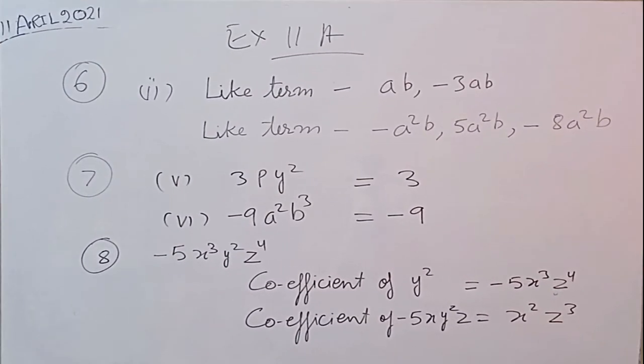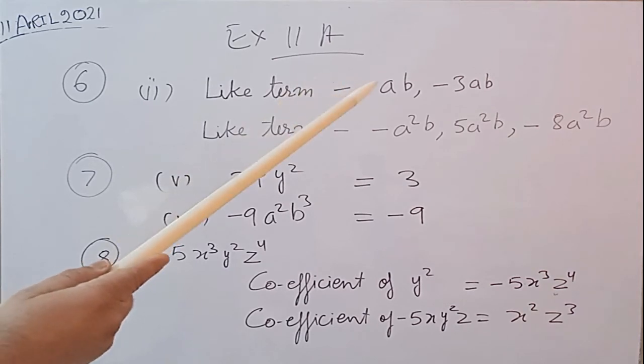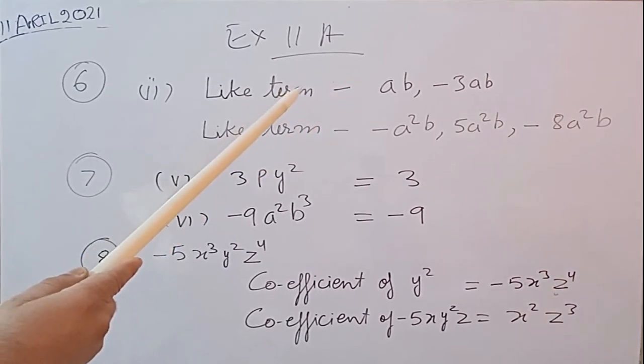I am taking question number 6, in which we have to separate the like terms, and I am going to explain to you what a like term is. Like terms have the same variable with the same power or exponent. So here we have question number 6, second part, I am going to take ab minus 2 minus a square b minus 3ab, 5a square b and minus 8a square b, in which we have to find the like terms. As we know, the variables in ab and minus 3ab are the same, with the same power in both, having the power or exponent 1.